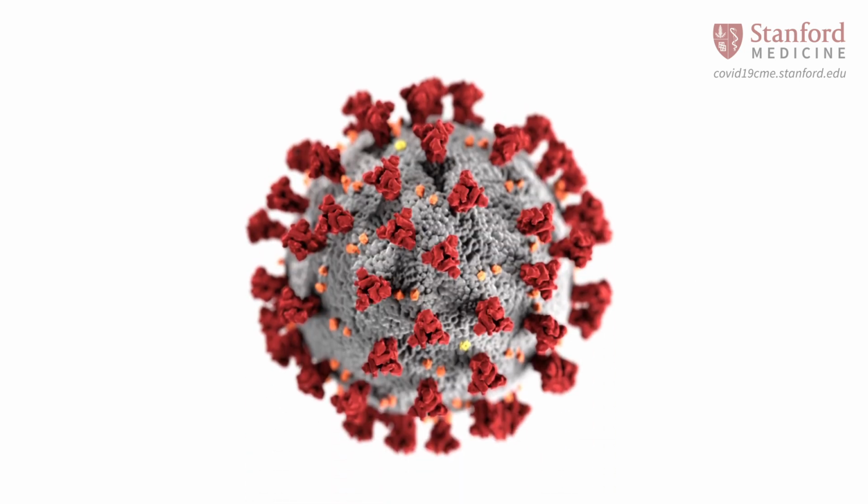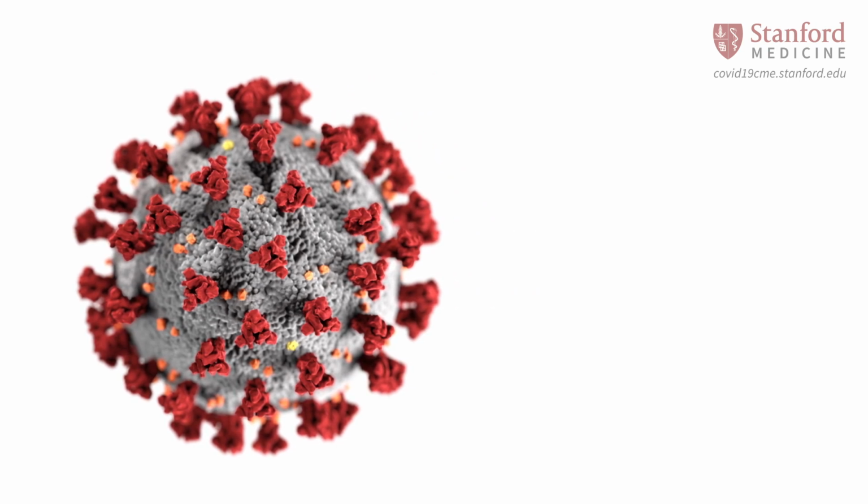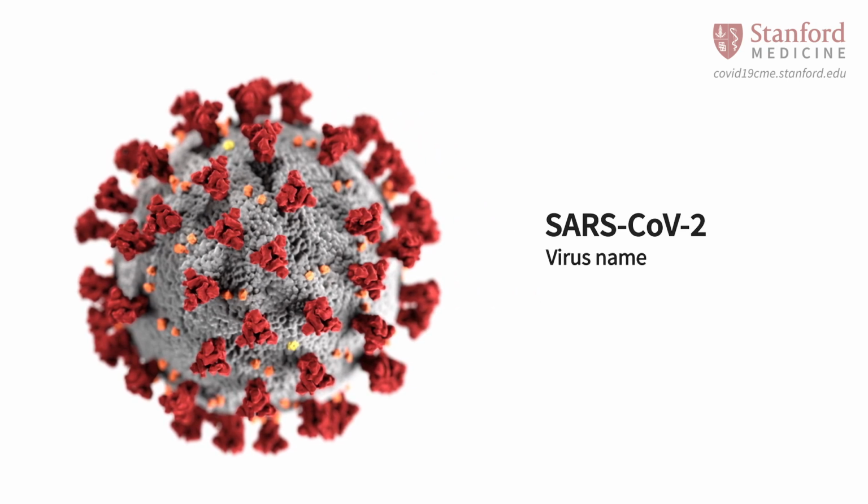We'll start off by defining two basic terms. First is the name of the new coronavirus isolated in Wuhan, China in 2019. This is SARS-CoV-2, which stands for Severe Acute Respiratory Syndrome Coronavirus 2. This name is officially designated by the International Committee on the Taxonomy of Viruses and is based on a high degree of homology between the new virus and the one that caused SARS in 2002 to 2003.